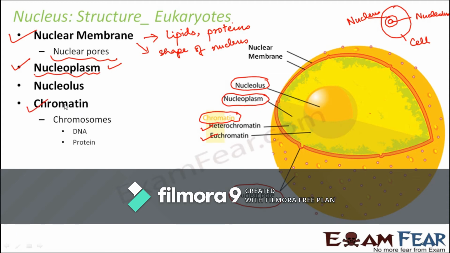Earlier the chromatin will be like thread-like structures, but during cell division these chromatin will get converted into rod-shaped structures called chromosomes, and the chromosomes contain DNA and protein, and DNA is the genetic material. So DNA acts as the genetic material, that means it carries all the genetic information. It is because of this DNA that we look similar to our parents or grandparents. So you can just imagine how important nucleus is, because inside the nucleus you have all these important things.